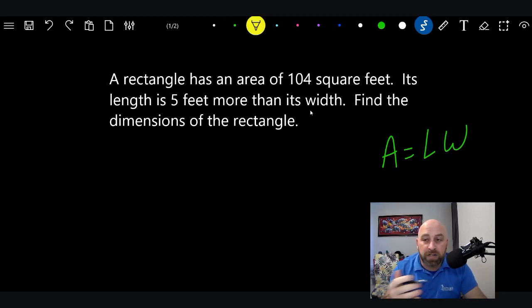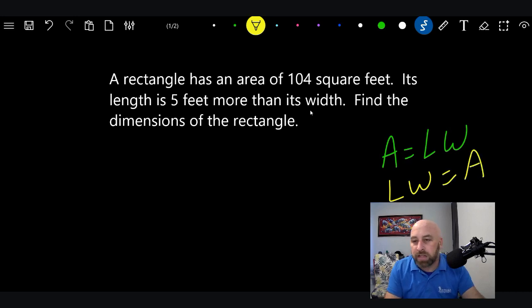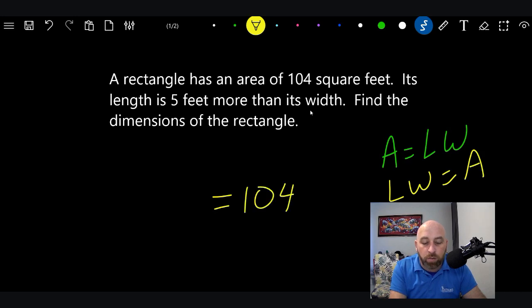Let's start putting together what this problem is telling us. A rectangle has an area of 104 square feet. In other words, they're telling you what that area equals. So let's switch this around and make it LW equals A, that way it'll look more like an equation we're dealing with. So LW equals 104. That's the area right there, 104 square feet.